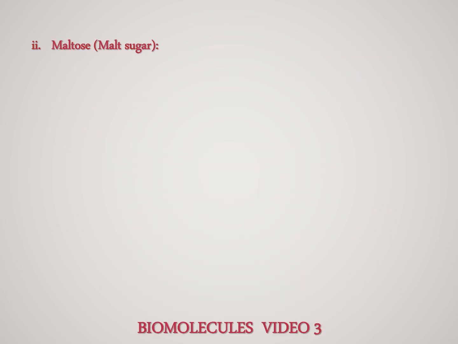Let's proceed towards the next disaccharide, maltose. Maltose is also called malt sugar. Where does it occur? It is not a very common disaccharide in nature. It is present in germinating grains, and it is also present in small proportion in corn syrup. And also, if you partially hydrolyze starch, you will get maltose.